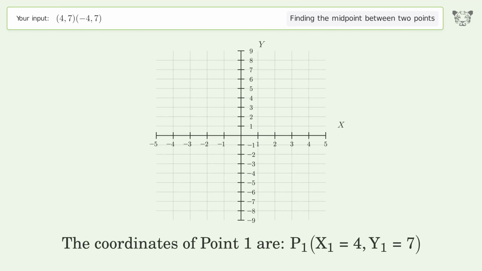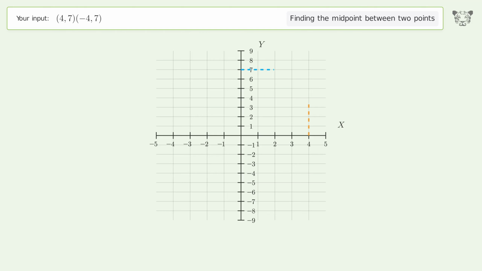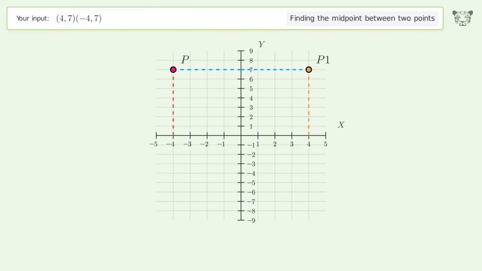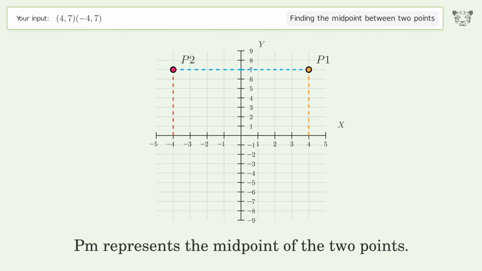The coordinates of point 1 are x1 equals 4, y1 equals 7. The coordinates of point 2 are x2 equals -4, y2 equals 7. PM represents the midpoint of the 2 points.